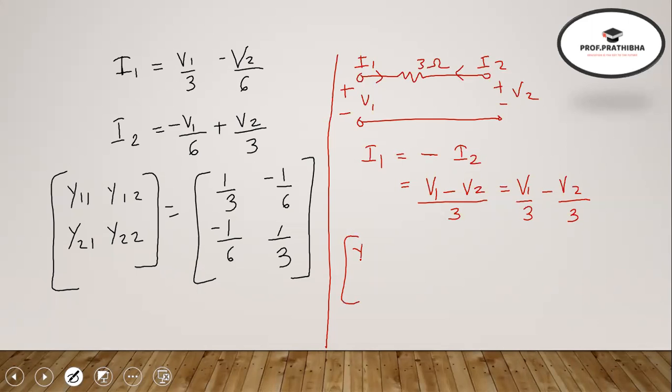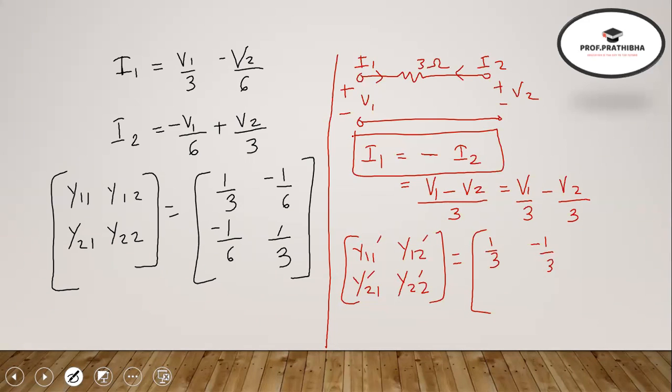So what's your y11? I can put it as dash, because now you've got two answers, y11 dash and y22 dash. In the second case, I can say one is 1 by 3, the other is minus 1 by 3. And we said this is its exact opposite, so this is minus 1 by 3 and this is plus 1 by 3. So in this case, you have got two y parameters.